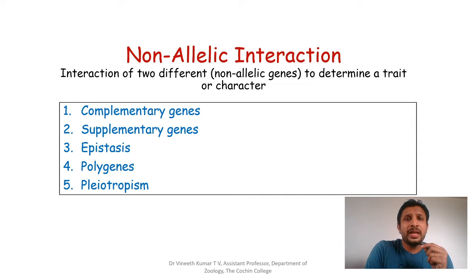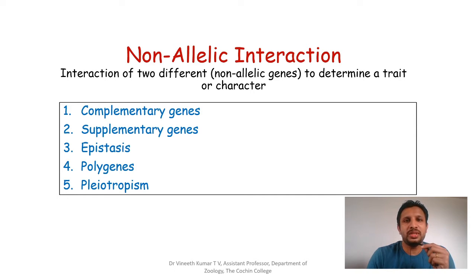In Mendelian dihybrid cross, we discussed the interaction between two non-allelic genes, but those non-allelic genes were causing two different characters. For example, when we discussed the dihybrid cross, one of the genes was for seed shape, the other was for seed color, etc. Those two non-allelic genes were determining two different characters.